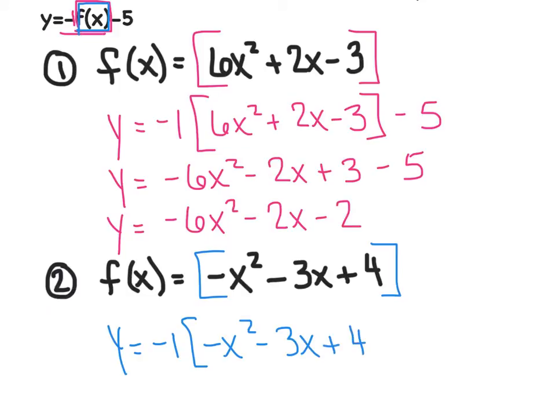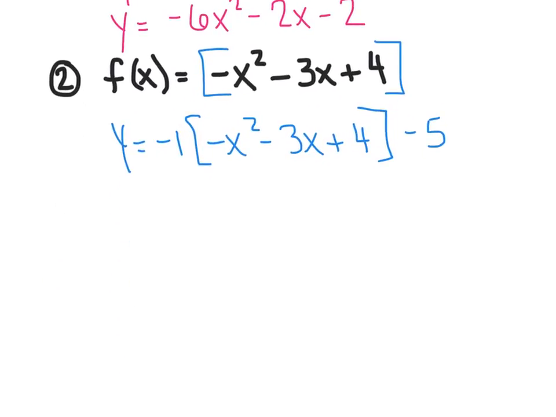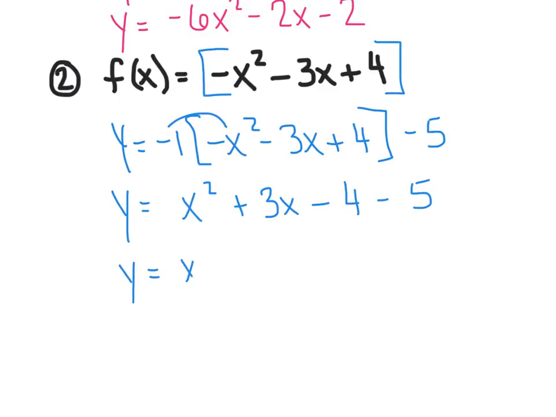And I'm using square brackets tonight, but as always, it's the same thing as parentheses, so you can use whatever you're comfortable with. And I'm going to distribute that. So a -1 times a negative x squared is positive x squared, positive 3x minus 4. And then I'm going to finish by combining my like terms, and I get a -9 for my third term.